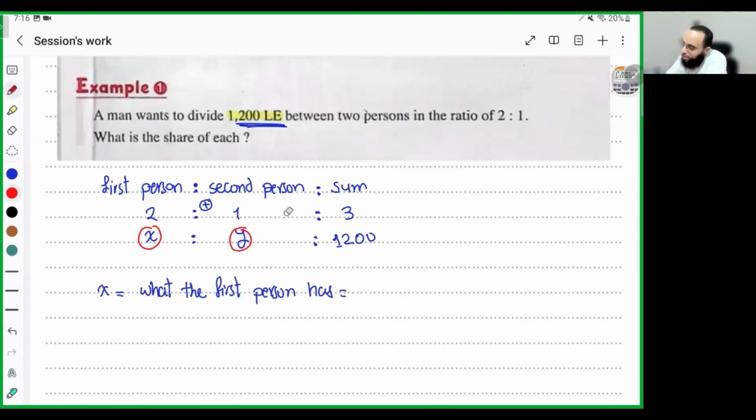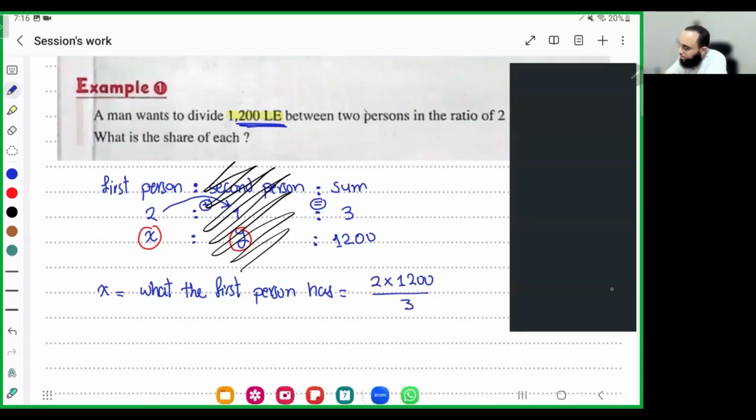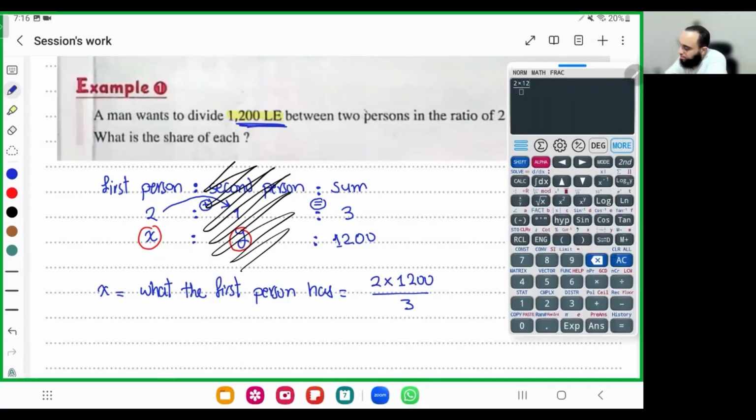It's something like 2 times 1,200 over 3. If we want to get x, get rid of y. So right now, make a cross multiplication between the other numbers. 2 times 1,200 equals 2 times this divided by this. So it's 2 times 1,200 over 3. With the calculator you can get 2 times 1,200 equals 2,400.